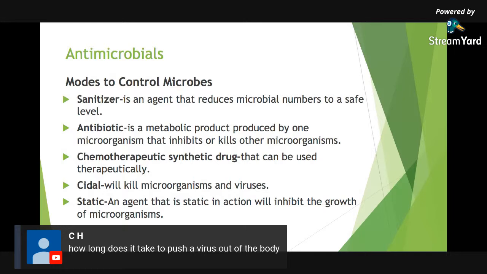So there's still going to be microbes present, but they're reduced to a level that public health deems won't be able to cause an outbreak situation and things like that.